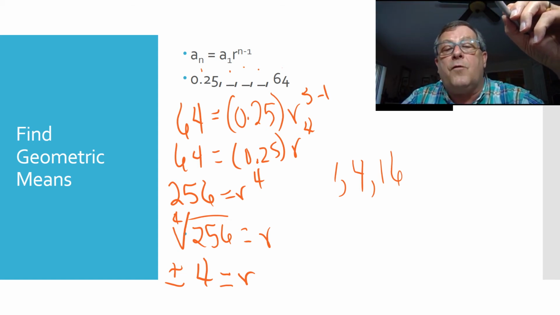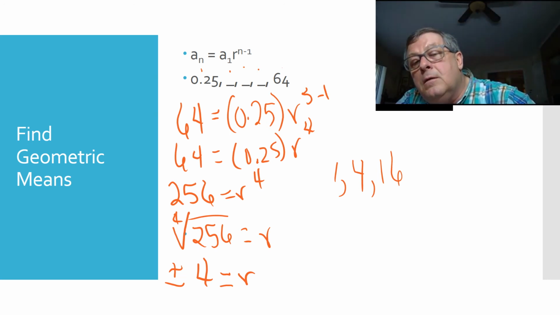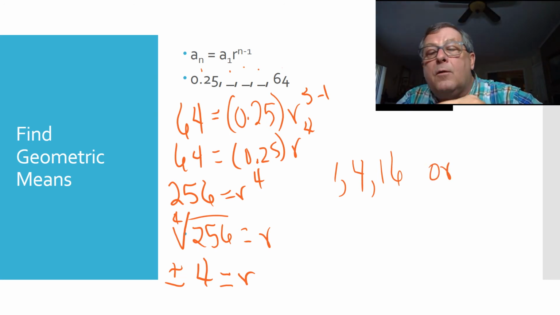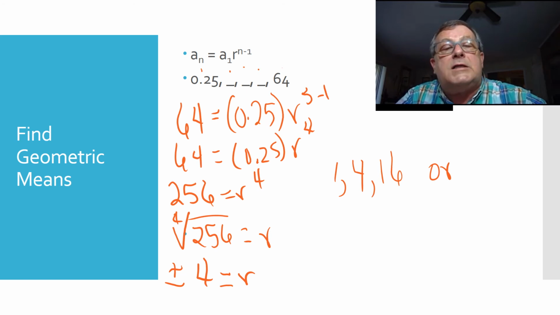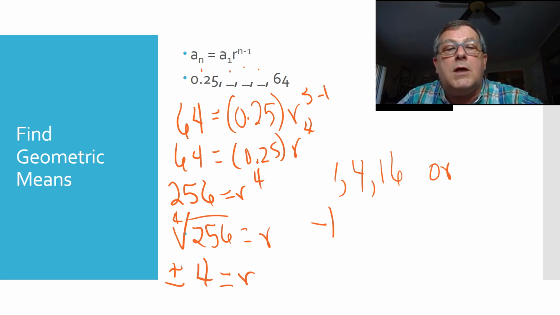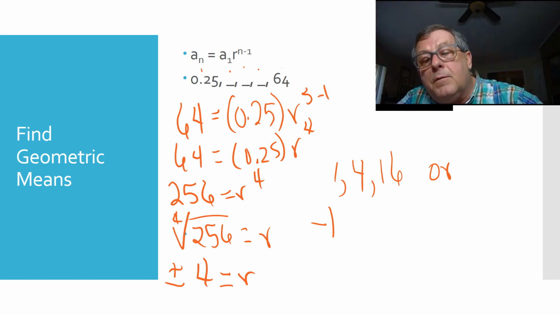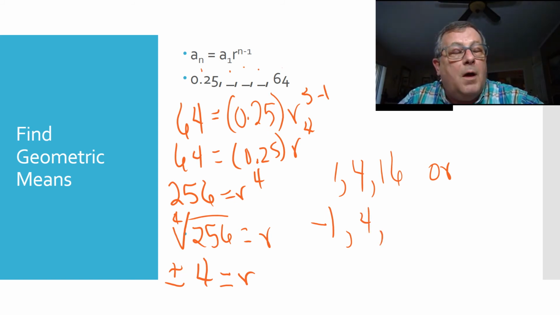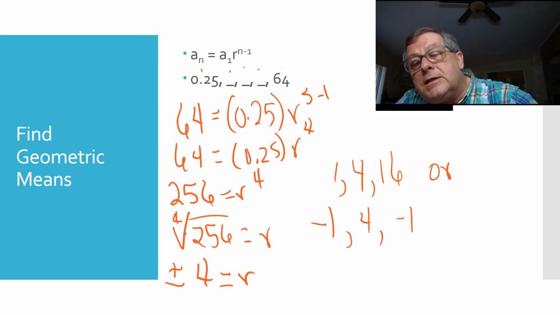However, what if 4 happens to be negative 4? And I don't really know. So let's see, we're going to go 0.25 times negative 4. Well, that's going to give me negative 1. And negative 1 times negative 4, well, that's going to give me positive 4. And 4 times negative 4 is going to give me negative 16.